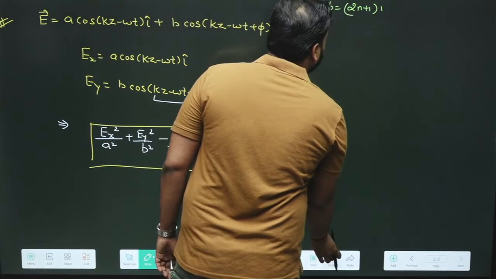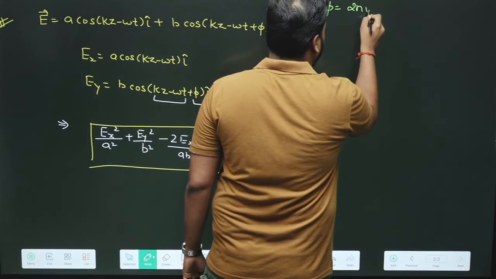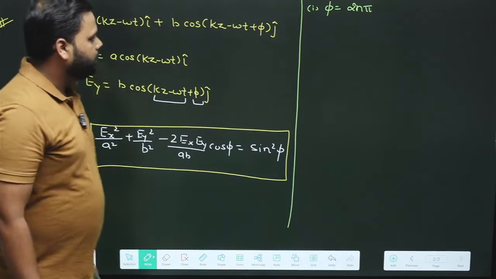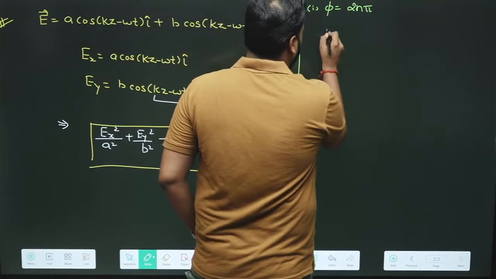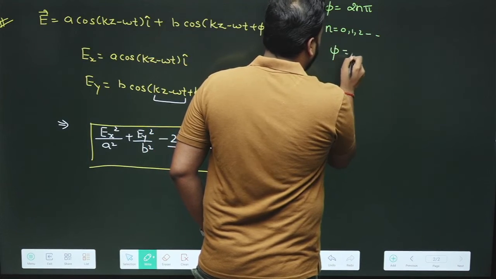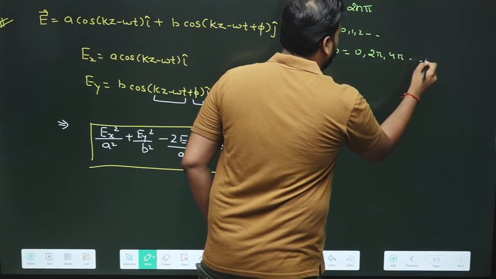You can first go for the plane polarized. So just write phi is equal to 2n pi. Just for this, okay? 2n pi. So if phi is equal to 2n pi, take n equal to 0, 1, 2, and so on. So your phi will become what? 0, 2 pi, 4 pi, and so on.